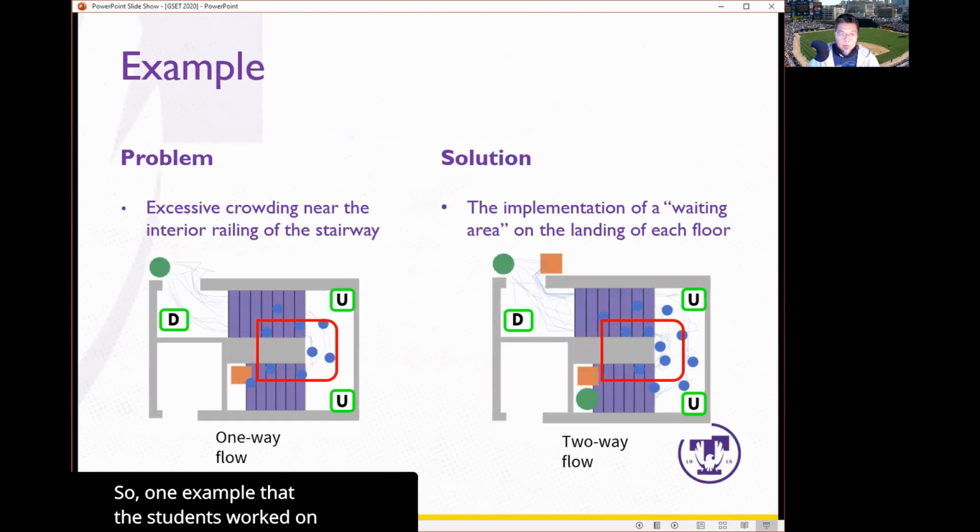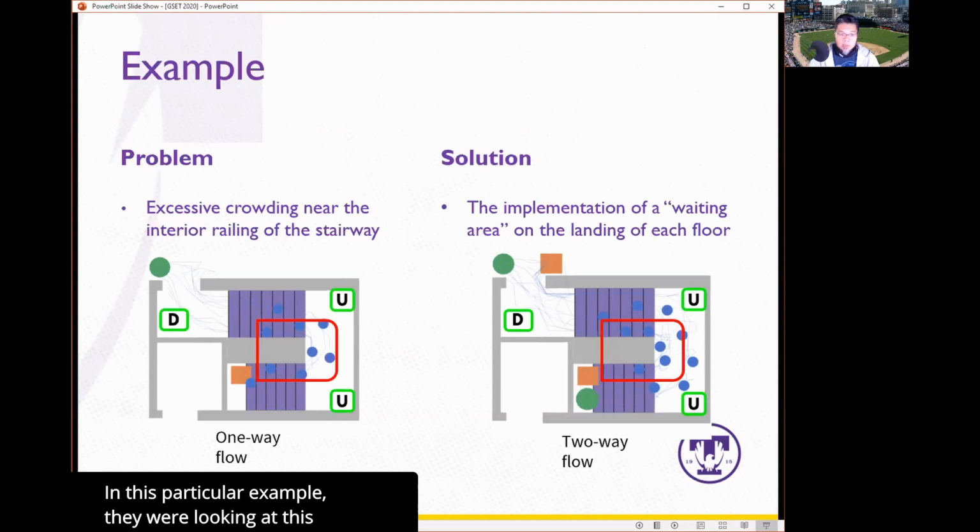So one example that the students worked on was this idea of moving up and down stairwells. And we wanted to know whether or not we needed to designate certain stairways as either one-way traffic flow or two-way flow. And as they did that, they were looking at things like, what is the minimum width for hallways or minimum width for stairwells?